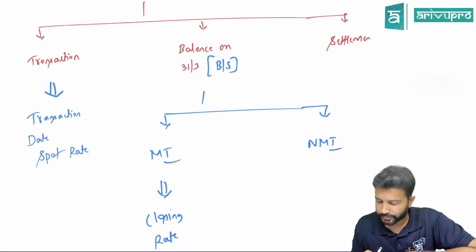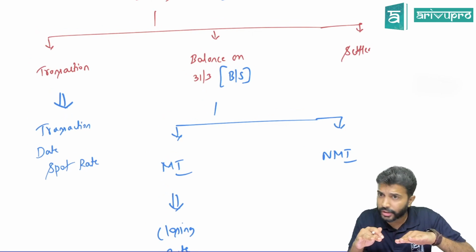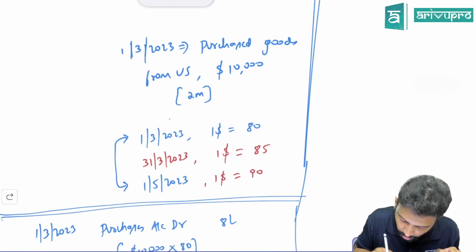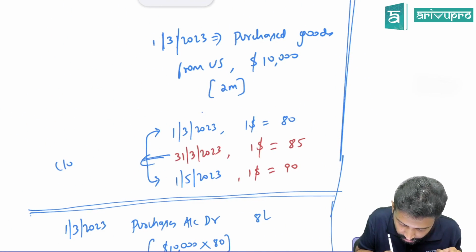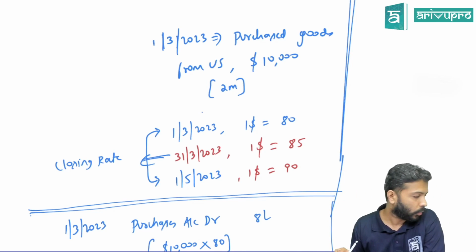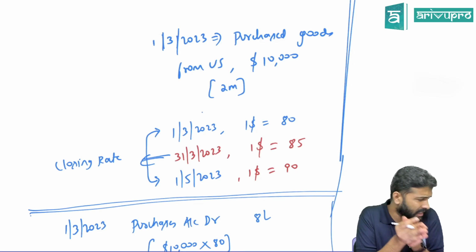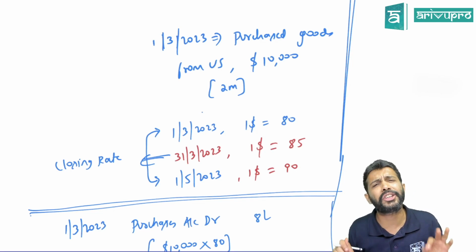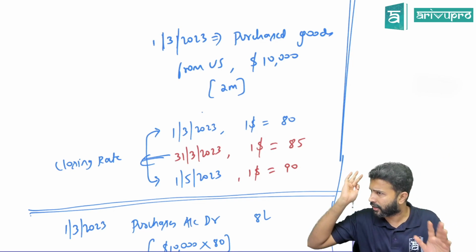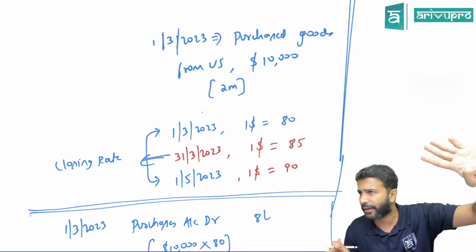Perfect. When are you closing your books? 31st March. You're closing the books on 31st March, no? So the exchange rate on 31st March, we call it the closing rate. Once more, got it. What did I say? Let's have a quick recap. All foreign currency transactions are initially recorded at the spot rate on the transaction date. Whatever day you are doing the transaction, use the exchange rate on that day and convert it. Are we fine? All right.